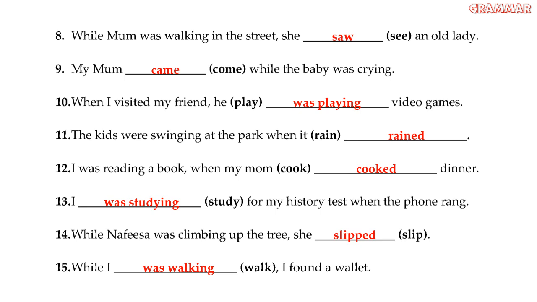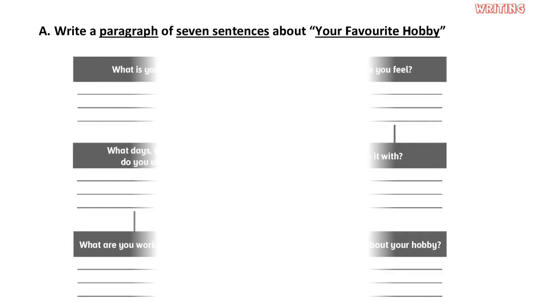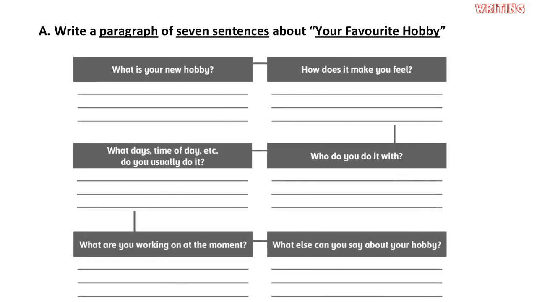So that's it for the grammar part. Next, we have the writing part. Write a paragraph of 7 sentences about your favorite hobby. You have to tell me what is your favorite hobby or your new hobby, like surfing the net, building blocks, playing football, playing volleyball, or whatever. How does it make you feel? It makes you feel happy, excited.